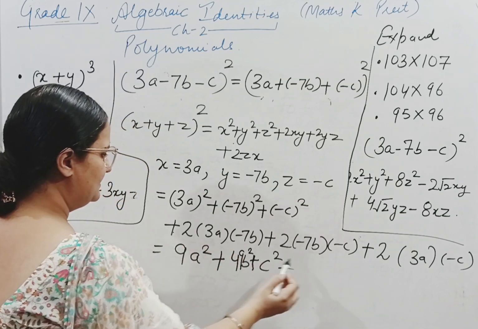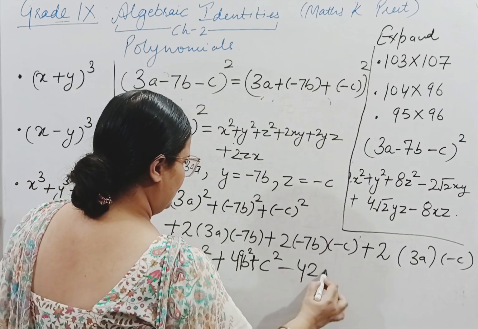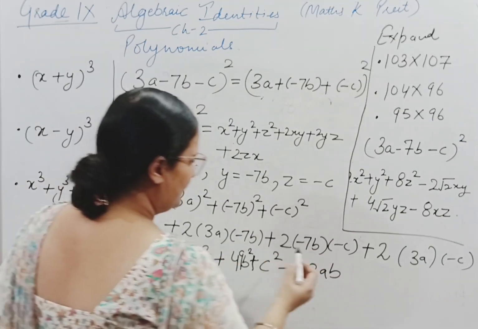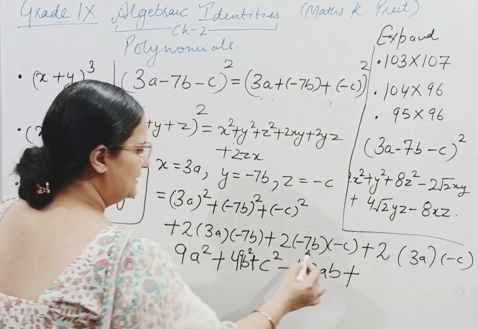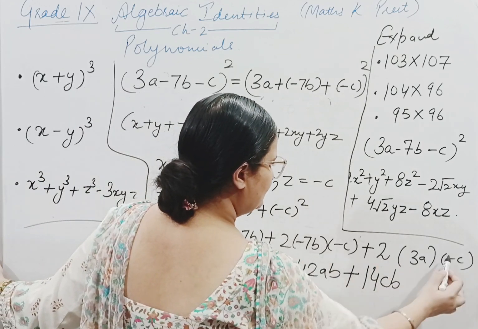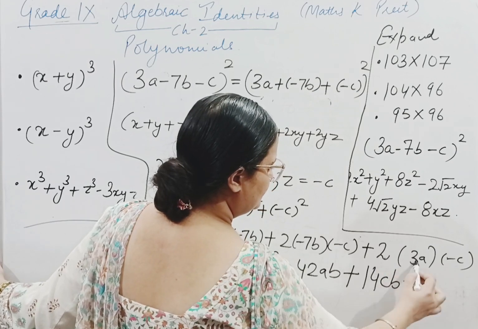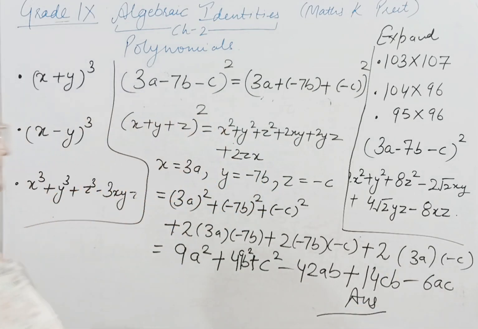Plus minus is minus. First put the sign. 2 3s are 6, 7 6s are 42, with ab. Minus minus is plus, plus plus is plus. So I am getting here 7 2s are 14 cb or bc. Plus minus is minus. Fine. 2 3s are 6 ac. So this is my final answer for this.